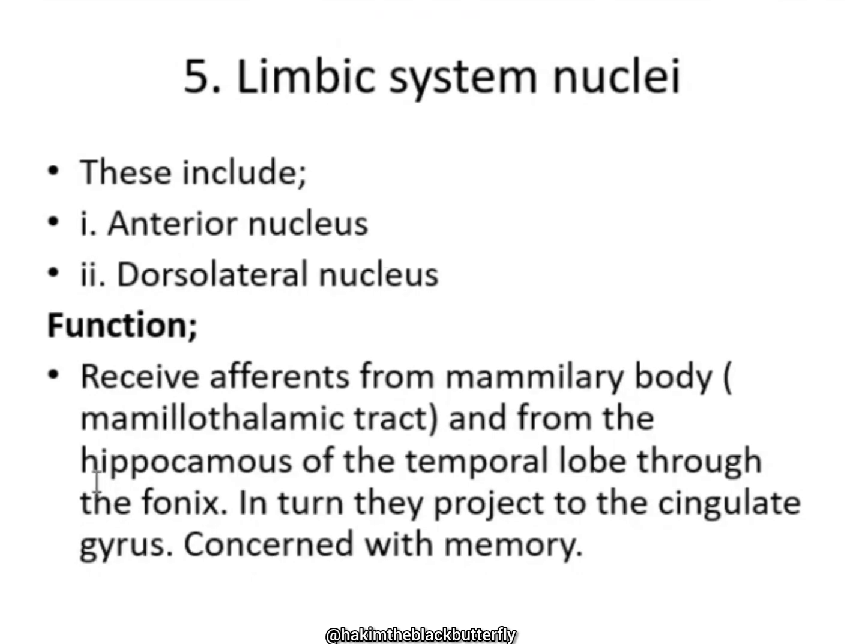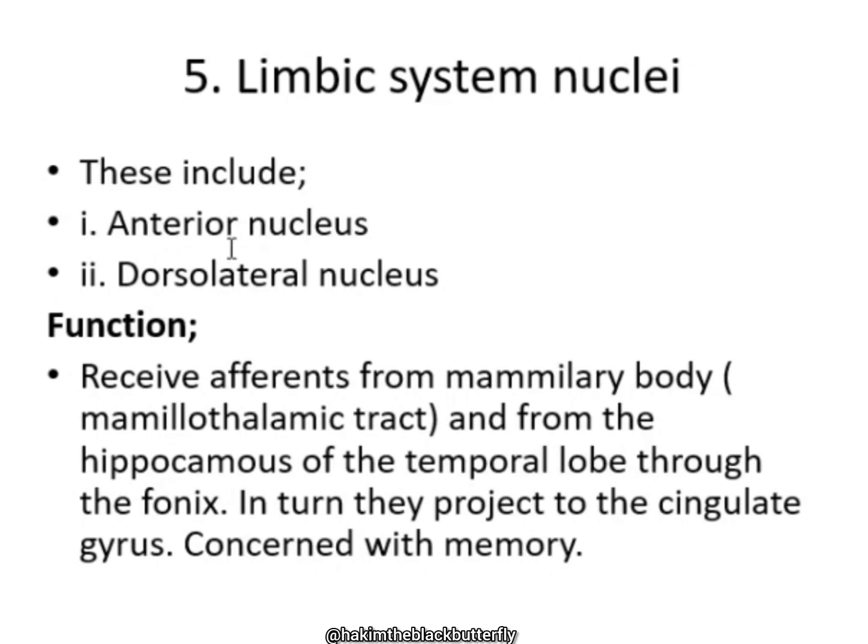They also receive information from the hippocampus. When I told you to go and read about the parts of the limbic system, these are parts of it: the mammillary bodies and the hippocampus. The hippocampus is part of the medial aspect of the temporal lobe. Through the fornix, even the fornix is part of the limbic system. Information from the mammillary bodies, the hippocampus, and the fornix will go to the anterior nucleus and the dorsomedial nucleus, which are the limbic nuclei, because they receive information from the limbic system.